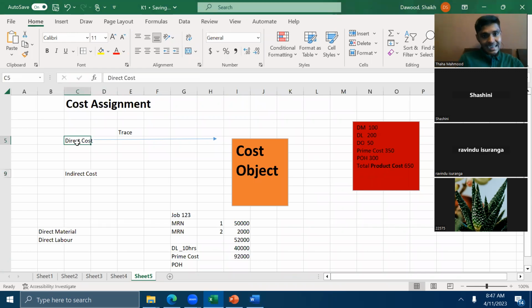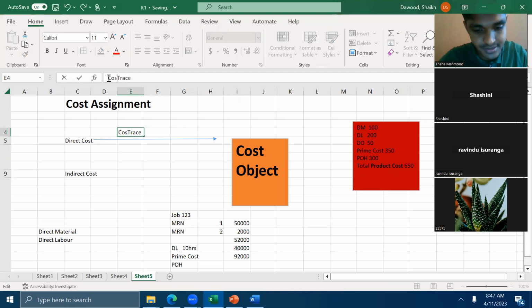Now, indirect costs. So this is called cost tracing. These are also questions for the exam. Cost tracing.